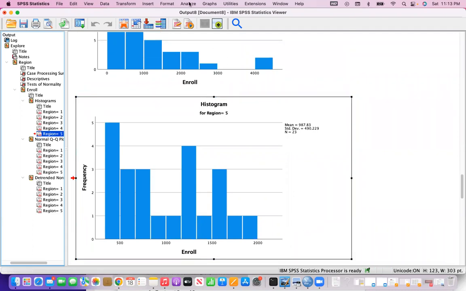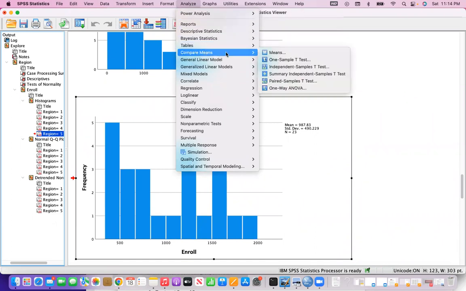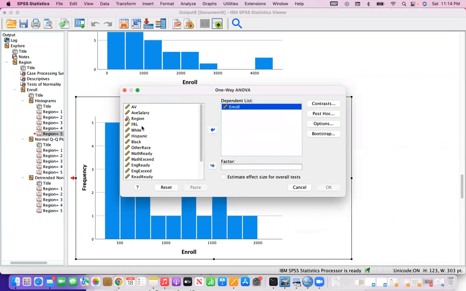Now we're going to go to Analyze, and we are going to go to Compare Means. So click all the way down, and here you can see the one-way ANOVA. So we'll click on that, and I want to reset this. So we'll put enrollment into the dependent list, and we're going to put region into the factor list.